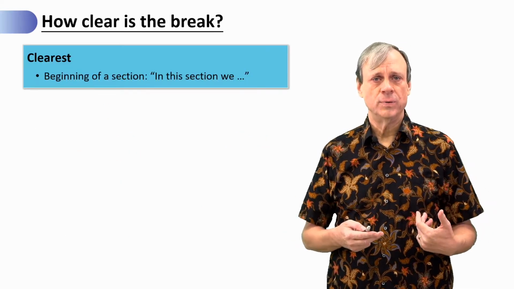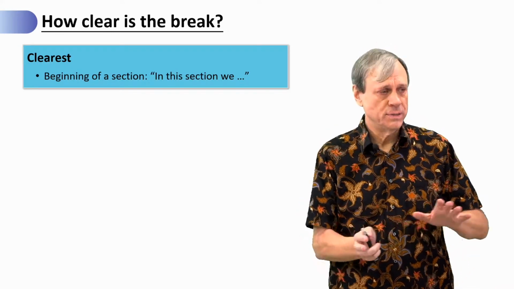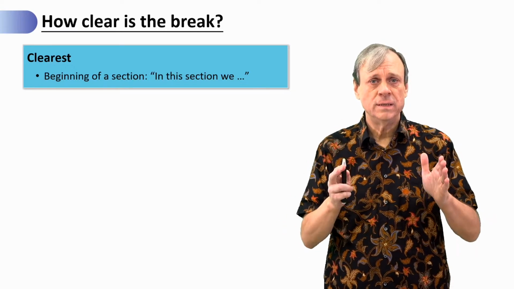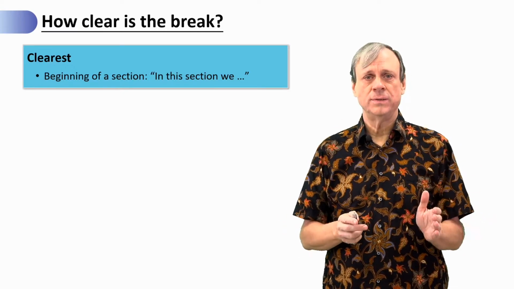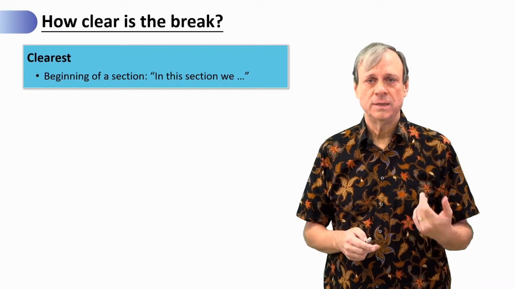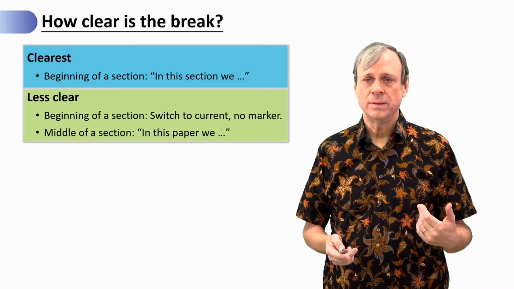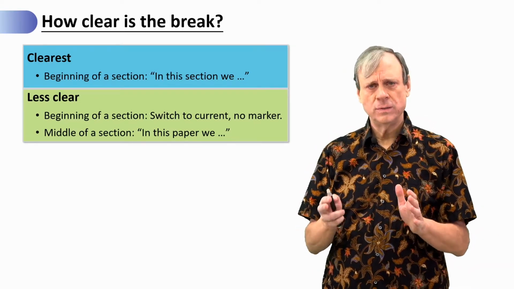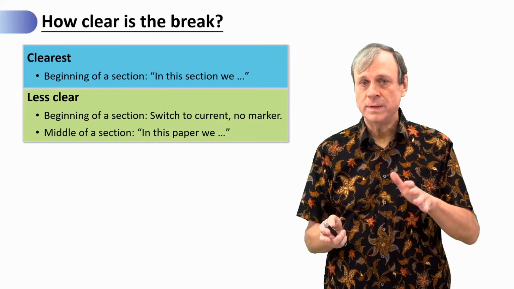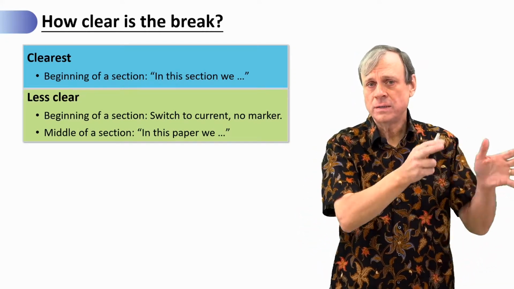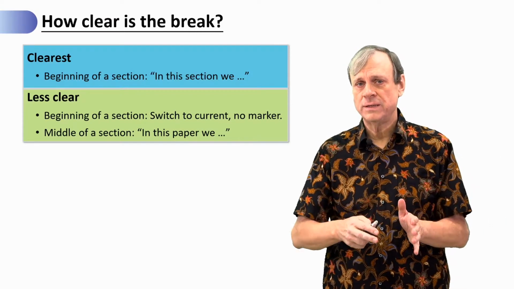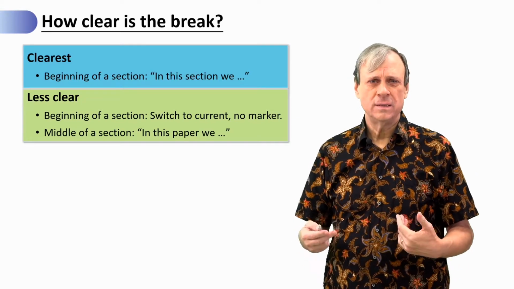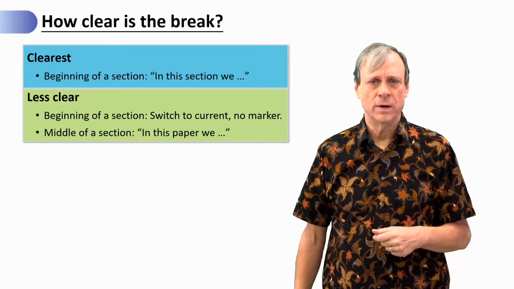So how clear is the break? Some writers make it very clear. They talk about what's been done before, and then they say at the beginning of a section, "In this section we..." And so it's clear that that's where their research begins. Other times, it's less clear. At the beginning of a section, they switch, but they don't use that kind of a marker, and so it's more difficult to tell. Or maybe in the middle of the section, they've talked about framework, and then in the middle of a section, there's a new paragraph starting, "In this paper we..." That's a little less clear, but still fairly clearly marked.